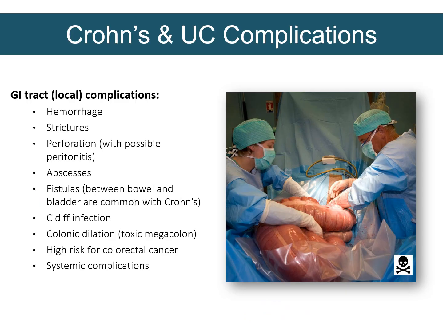Complications from both Crohn's and ulcerative colitis: they can have hemorrhaging, strictures, perforation, abscesses, fistulas, C. diff, colonic dilation, which is megacolon. Patients with either of these are at higher risk for colon cancer and other systemic complications.